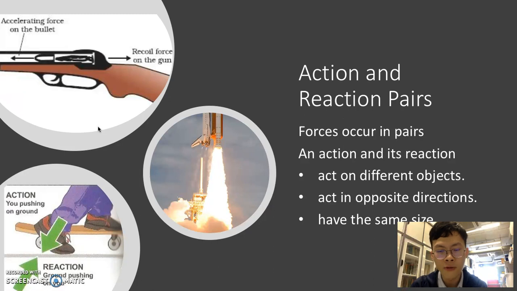So here I have some features of action and reaction pairs that you need to recognize. Number one, they act on different objects. For example, when I hit the computer, it also hits me. Number two, they are in opposite directions. And last but not least, the size of the force is the same. For example, if I use 100 Newton force to hit the computer, the computer will also hit my hand back with 100 Newton. So I will probably get severely hurt if that's the case.